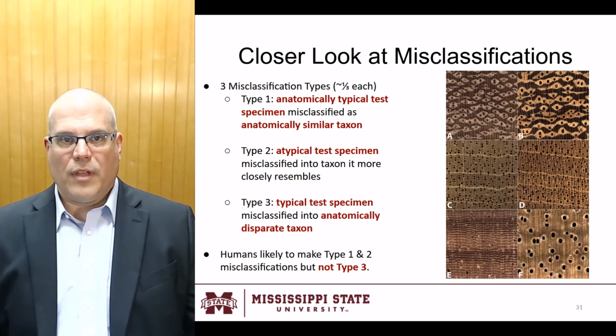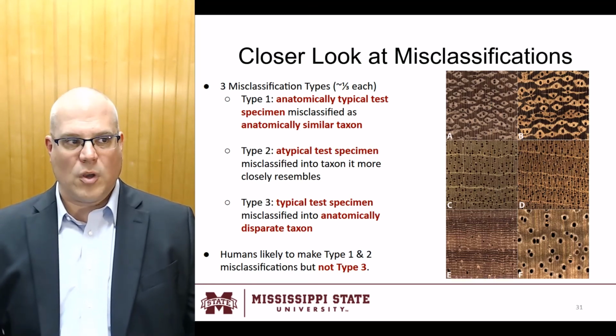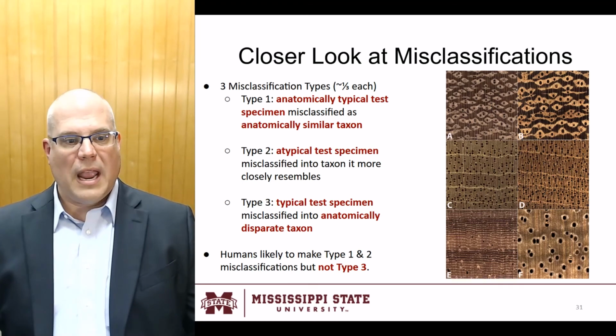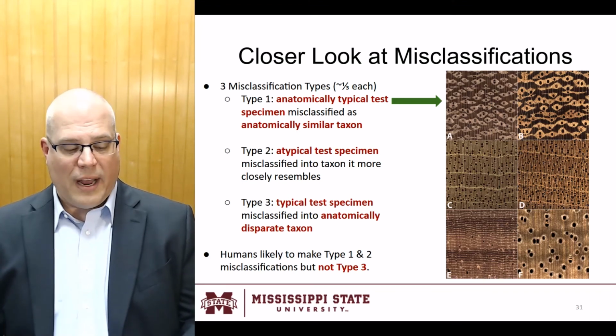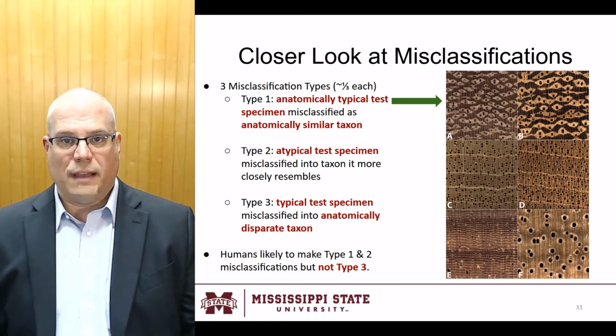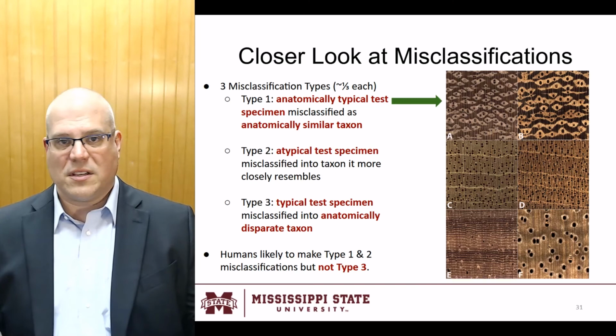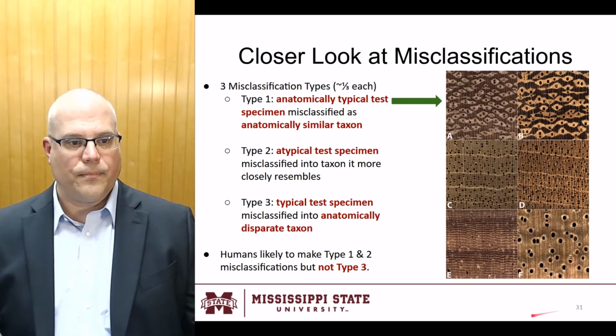It turns out that we can divide these misclassifications into 3 different types, each type representing about 1/3 of the total. In type 1, we have a case of anatomically typical test specimen being misclassified as an anatomically similar taxon. So image A is from the class Amburana, and it was mistakenly categorized as Ormosia. Now these two classes look very much alike, so this makes sense that a misclassification could occur in this case.